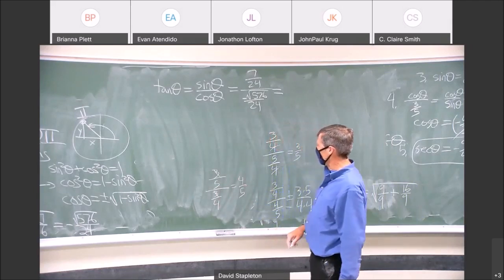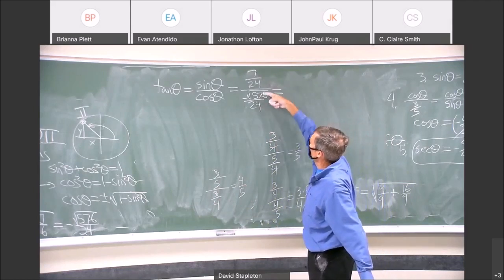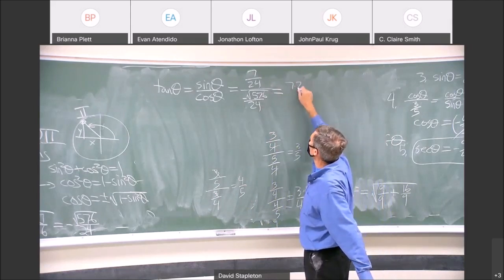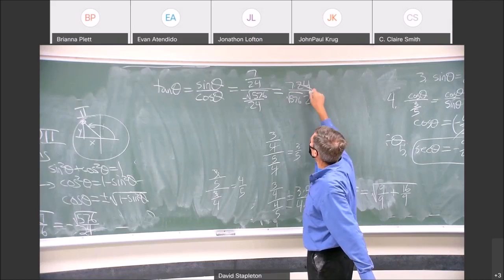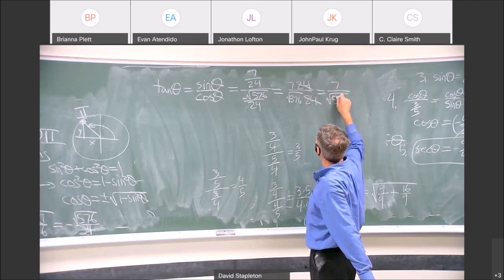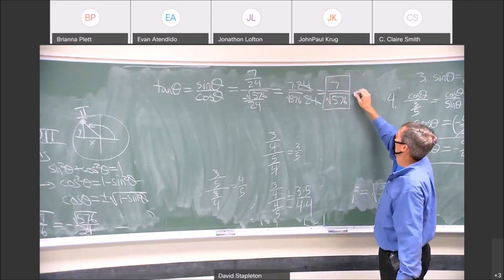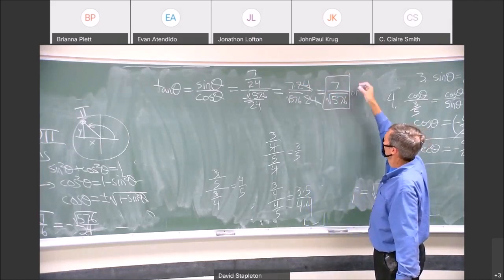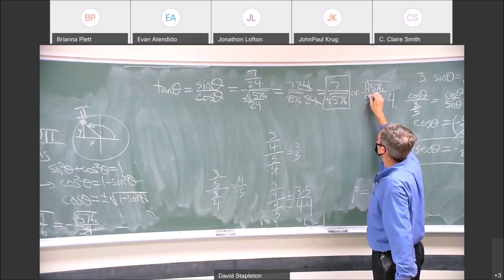Just to be careful, if you're not sure what you're doing, you write top times bottom over middle times middle. So you write 7 times 24 over square root 576 times 24. Now the 24's cancel, and you've got 7 over square root 576. This is a good answer for me, and I like this better than the next one, but if you're going to rationalize the denominator for comparison purposes, then this is what will be in the answer key: 7 square root 576 over 576.